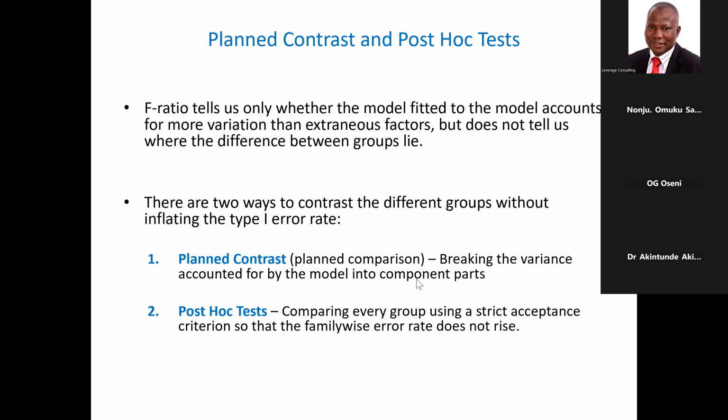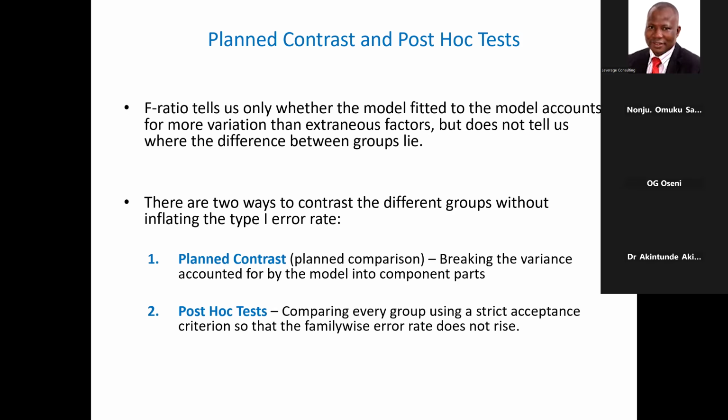The F ratio tells us only whether the model fitted accounts for more variation than extraneous factors, but does not tell us where the difference between groups lies. It's just saying that you find a difference. It tells you if there's a difference. It doesn't tell you where the difference lies. There are two ways to contrast the different groups without inflating the type 1 error rate.